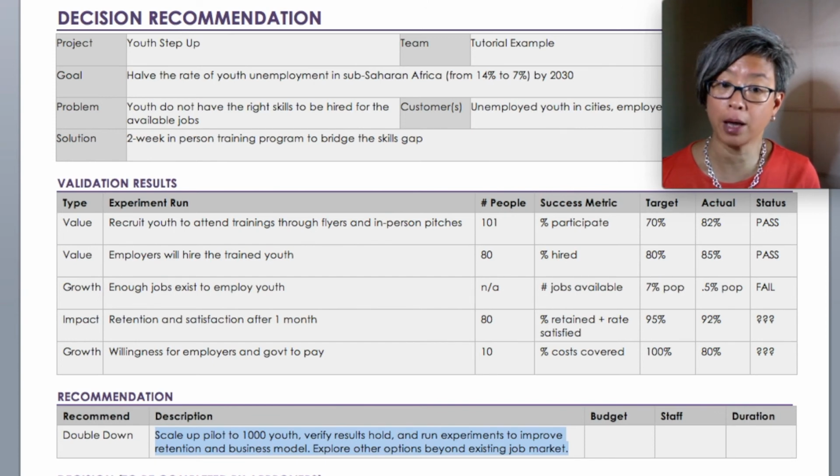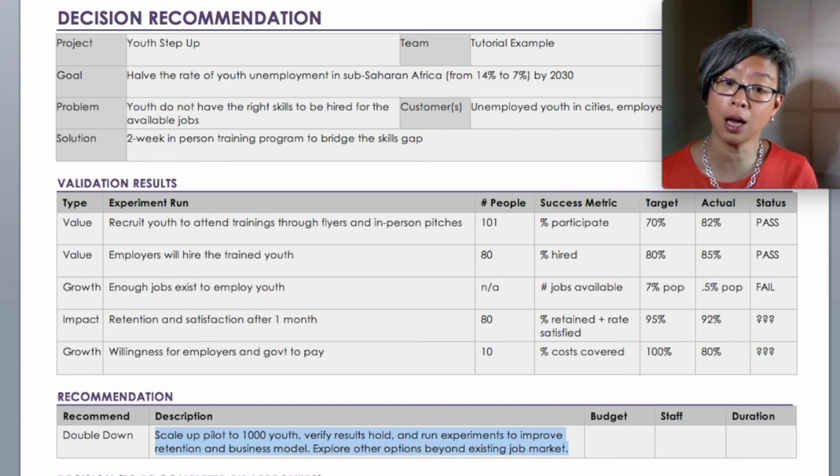We scale up the pilot from 100 to 1,000 youth and verify that these results still hold at this larger scale. And I want to also continue to run experiments to improve on the two areas where I haven't yet met my success criteria, namely the retention rate as well as the economics, such that the employers and government are able to pay enough to cover the costs of this program.